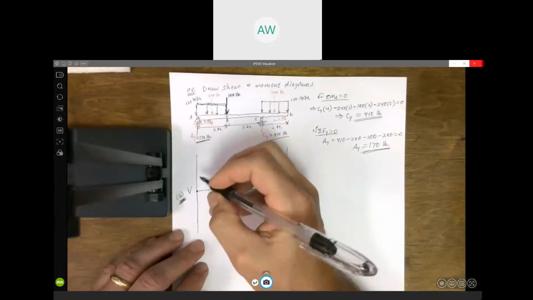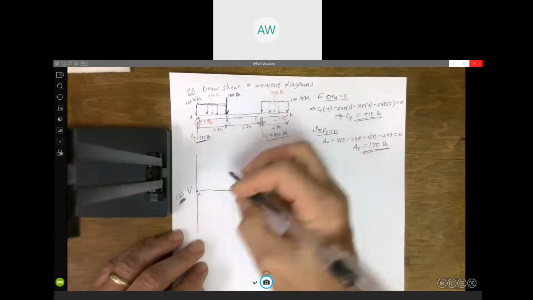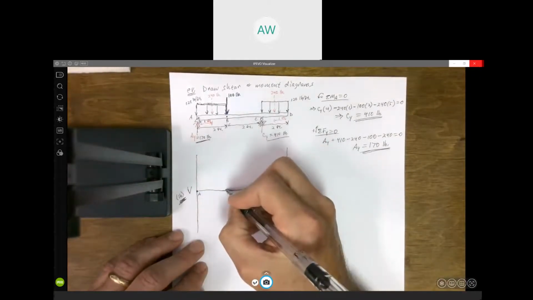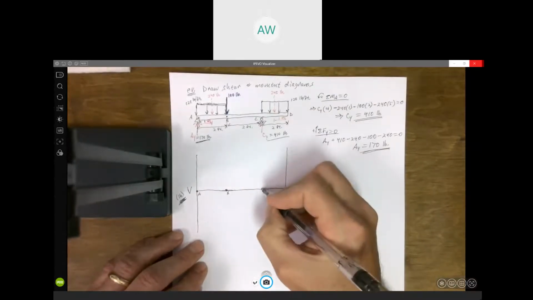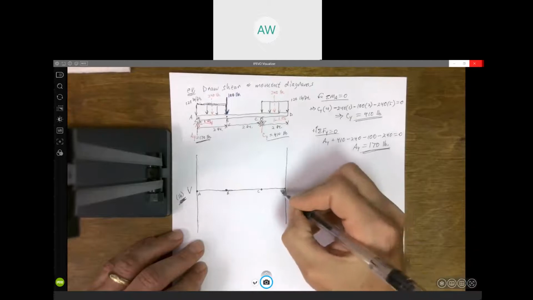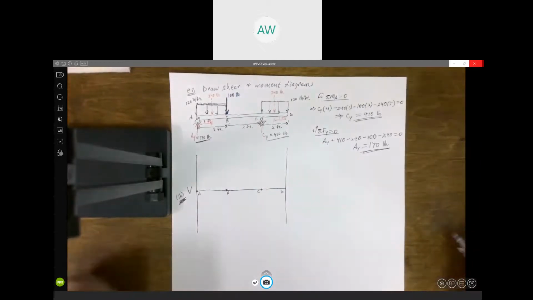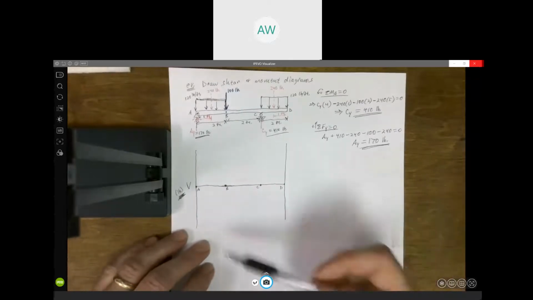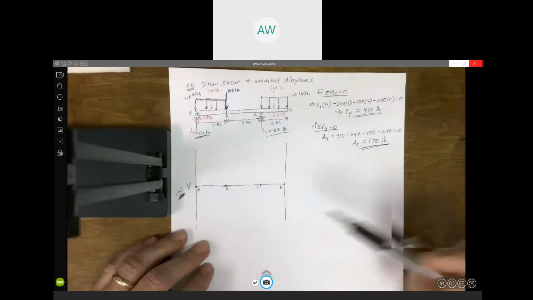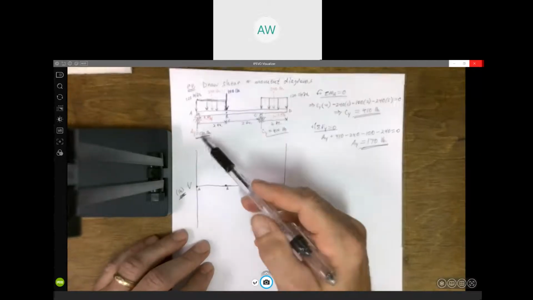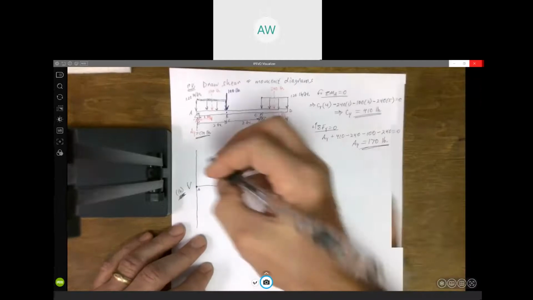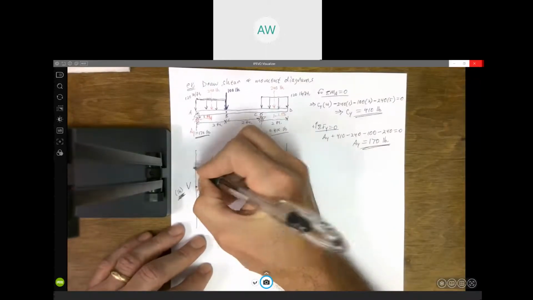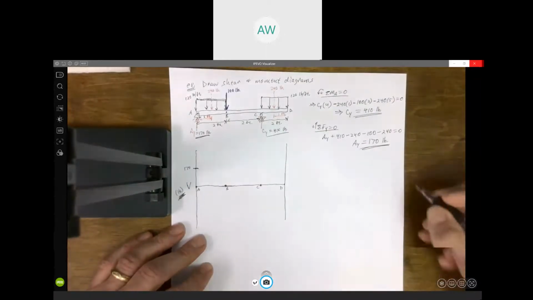And I'm going to label these points again to help us keep lined up where we're at along the beam. All right, so now we're ready to draw our diagram. So I know from yesterday, hopefully you remember, the shear force at the end is going to be whatever that support reaction is. So it's going to start here at 170 pounds.